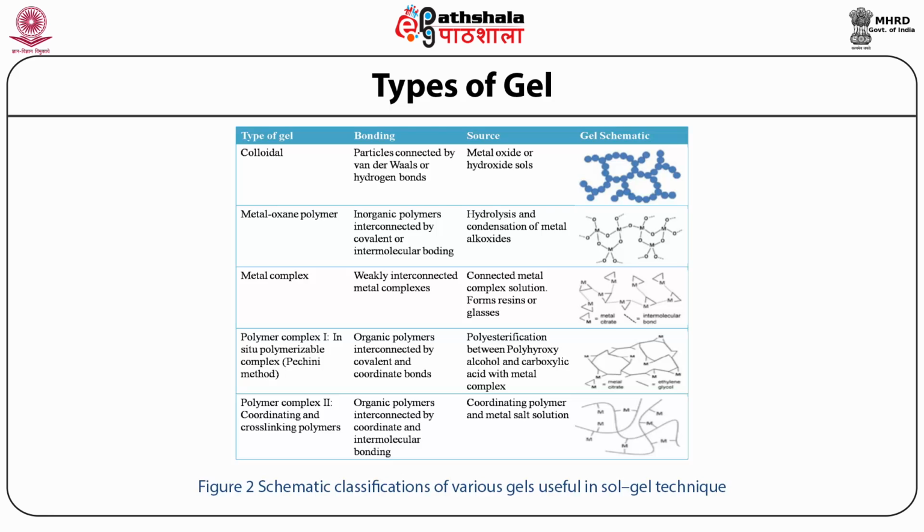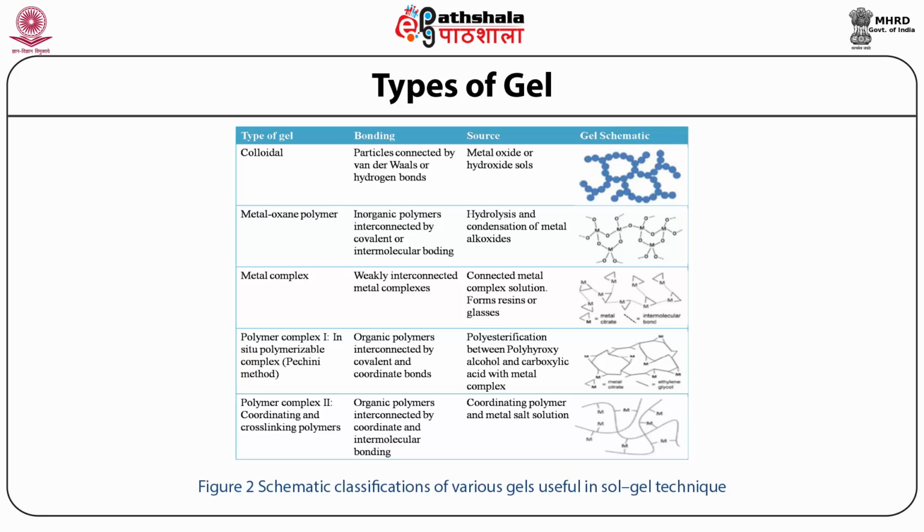Now, for the colloidal gel, the bonding is that the particles are connected by van der Waals or hydrogen bonds. The source is metal oxide or hydroxide salts. The schematic is also shown in the table. For the metal oxane polymer, inorganic polymers are interconnected by covalent or intermolecular bonding. Here the source is the hydrolysis and condensation of metal alkoxides, which is shown in the schematic.